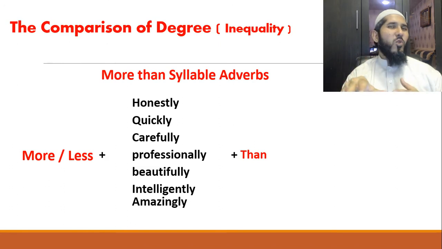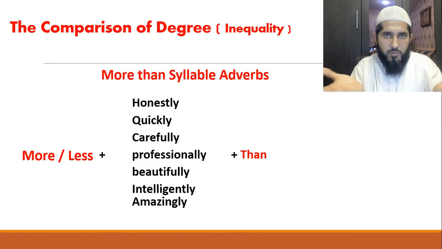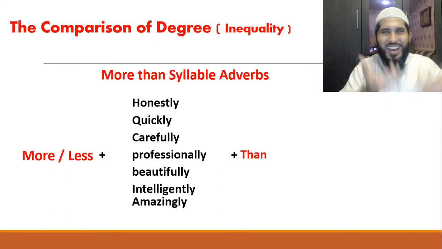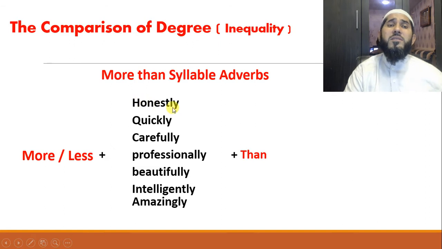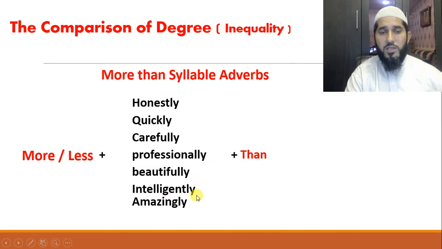You just add ly to the end of an adjective and it becomes an adverb of manner, because we compare the actions of people in which way, like how something is done. Therefore we use adverbs of manner. Like honest is an adjective and you just add ly: honestly, quickly, careful, carefully, professional, professionally, beautiful, beautifully, intelligent, intelligently, amusing, amusingly, surprising, surprisingly. So there are many adverbs of manner with ly.